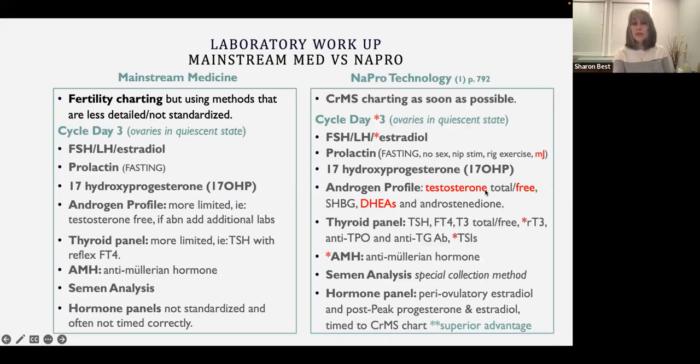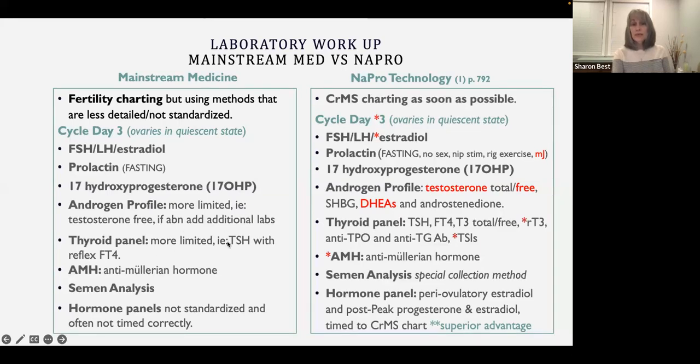One can be driven by the ovaries, which will have the high free testosterone, and the other can be driven by the adrenal glands, which will have the high DHEAS. So you will probably catch it by doing these. A typical NaPro protocol is to do them all. A typical protocol for mainstream medicine is to just do the free testosterone, and if that is abnormal, they'll add additional tests. This one can miss the adrenal-driven PCOS.